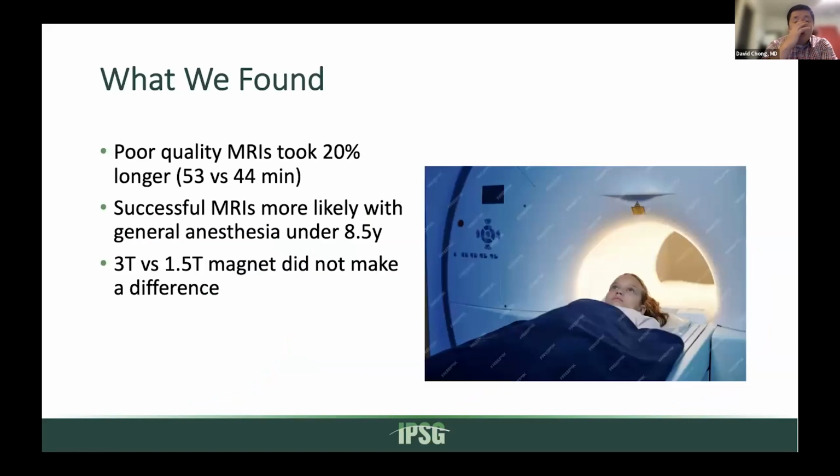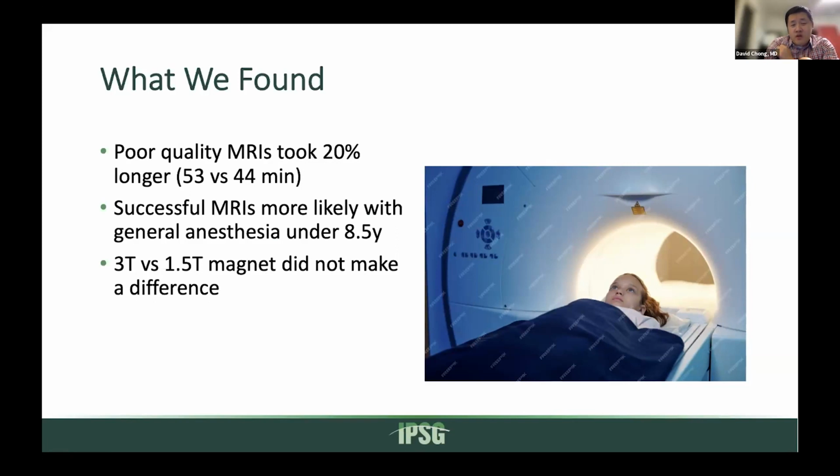We also found that poor quality MRIs took about 20% longer to take. So we knew that study duration, or basically the longer they spend in the scanner, the more motion they're going to have, which makes sense. We also found that we were probably more successful to get MRIs in kids with general anesthesia at under 8.5 years of age. So that's a little bit of a cutoff maybe where you might want to consider doing the anesthesia under that age.